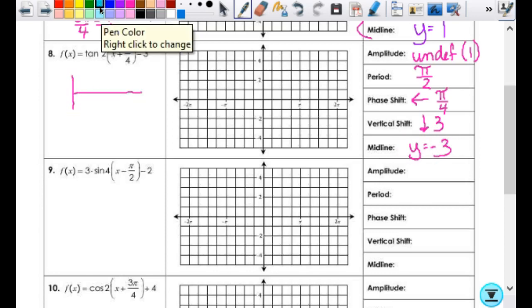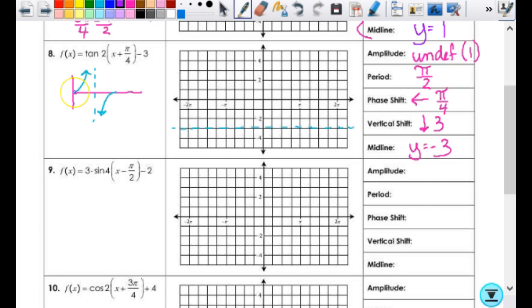So the good news is with the smaller periods, you can fit more of the stuff on there and it doesn't get quite as weird. It just gets squished sometimes. Okay. And my midline is at -3. So remember our midline, if we just use that as our new x-axis and pretend like the other one doesn't exist, then we've taken care of our vertical shift altogether.